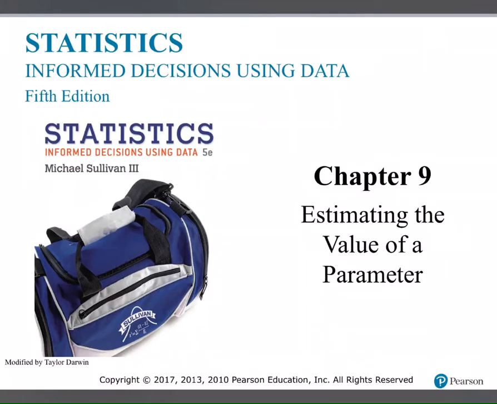Alright, Chapter 9 is about estimating the value of a parameter. What we've been doing in this course in general is looking at values, maybe taking the mean of something, say our tests. And we've just been looking at samples. What we're going to be doing is taking samples and estimating, from those samples, something about the population as a whole.